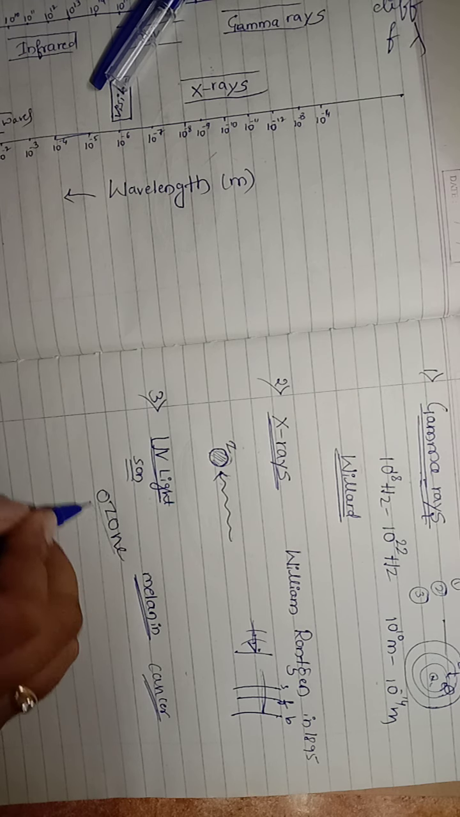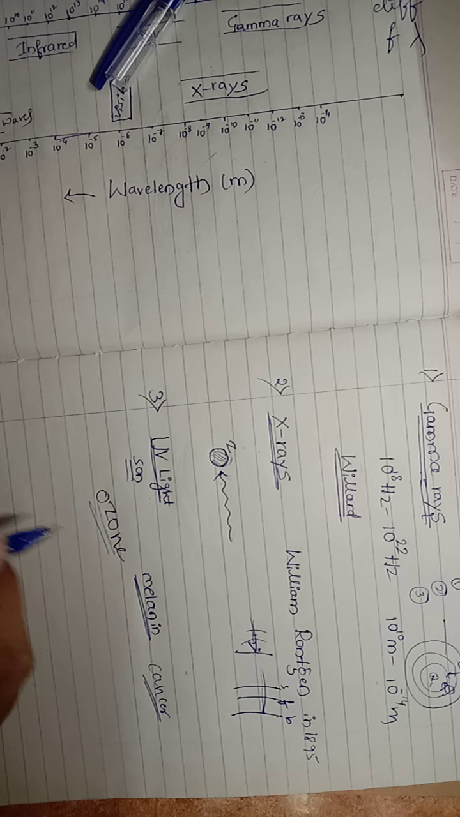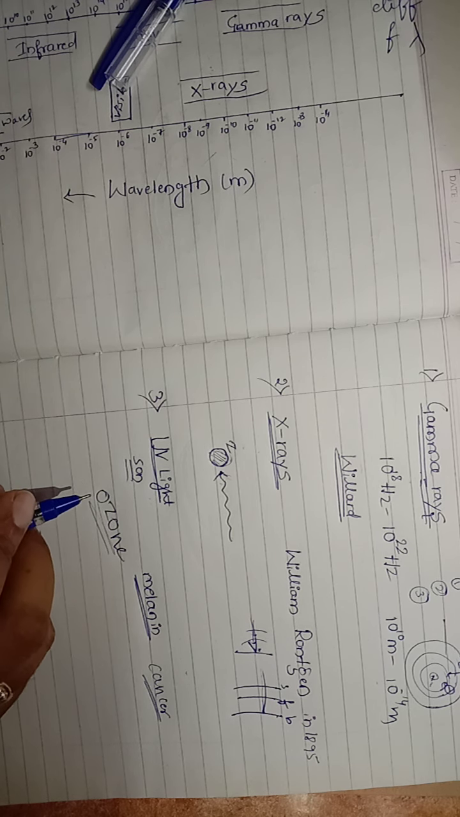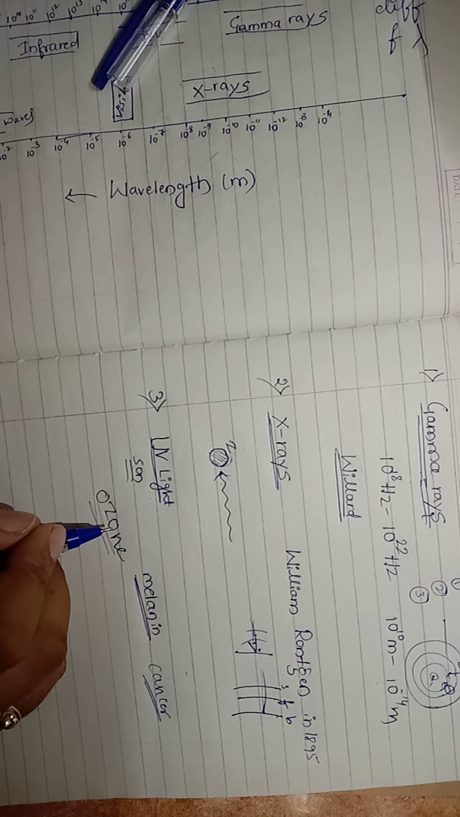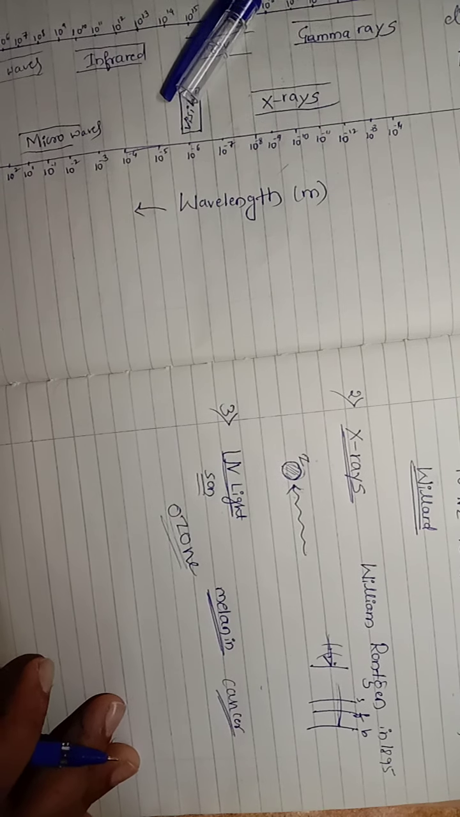Okay, so this ozone layer is protecting us, but nowadays you already know that ozone is depleting because of the CFCs, chlorofluorocarbons coming from the fridges, ACs, isn't it? The ozone is also getting depleted. Don't know who will protect us from the harmful UV light then, isn't it? This is a thing to think on.